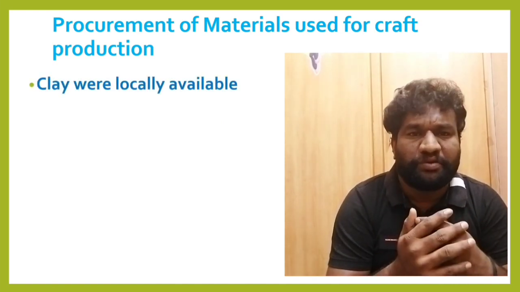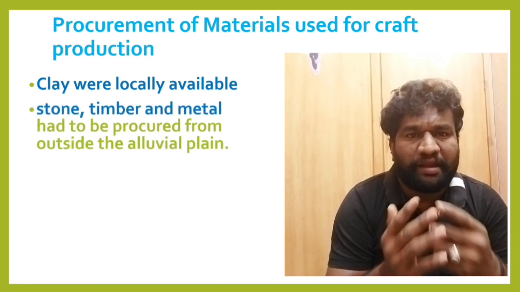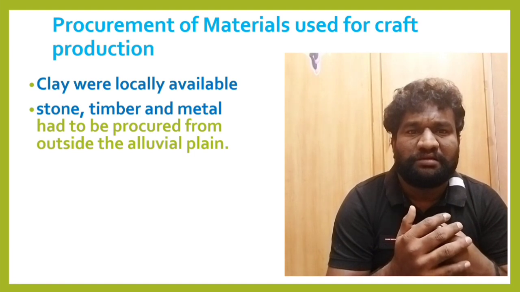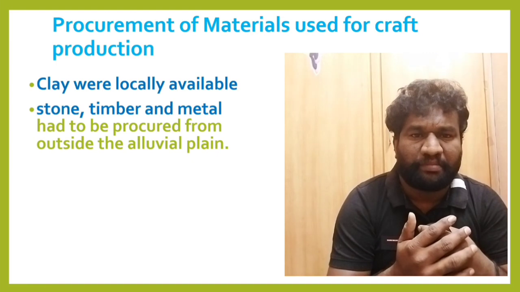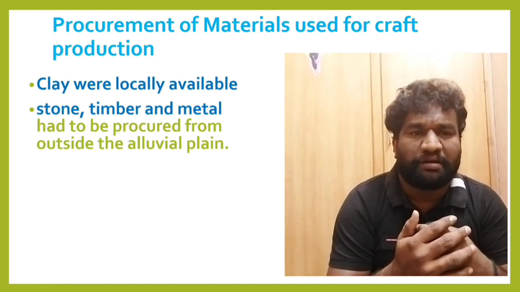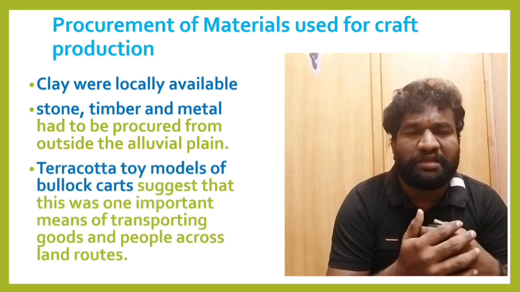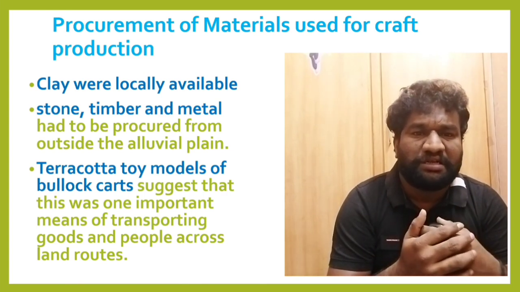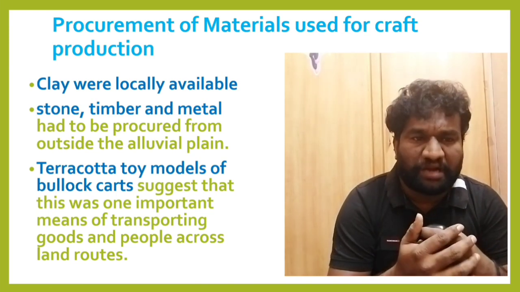Mostly, the Harappa people used clay, which is available locally. They also used stone, timber, and metal, which were mostly procured from outside the alluvial plain, to make craft productions. And one more thing: terracotta toy models of bullock carts suggest that this was one of the important means of transporting goods and people across land roads.